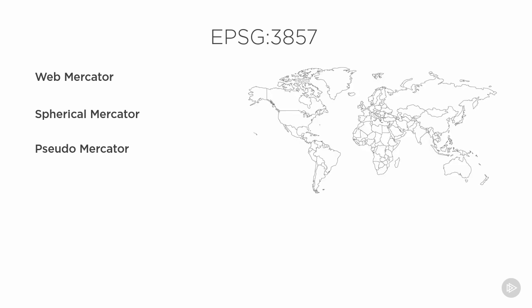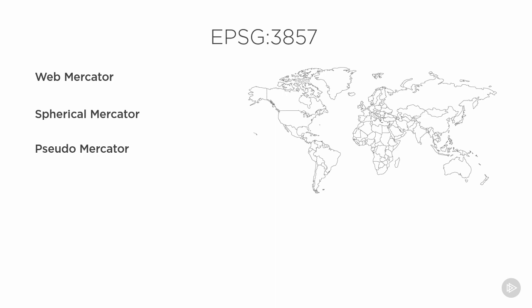For our project, we'll be focusing only on one projection, EPSG 3857. So let's take a look at that now. EPSG 3857 is sometimes known as web Mercator, spherical Mercator, or pseudo Mercator. Now we've met the Mercator projection before. It was the map that we talked about distortion with.